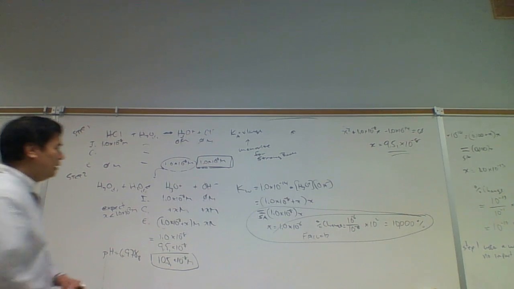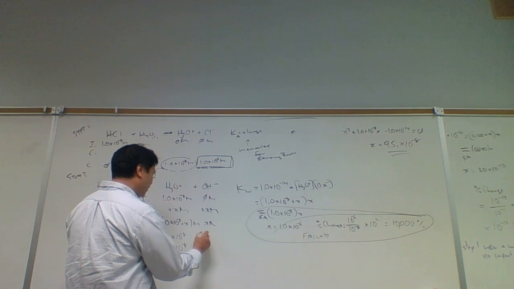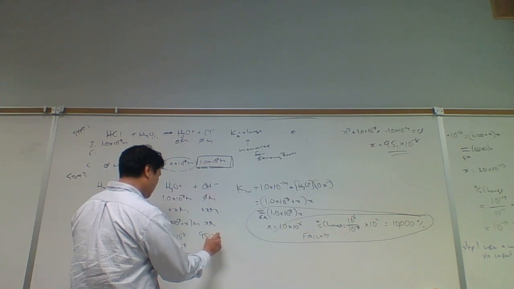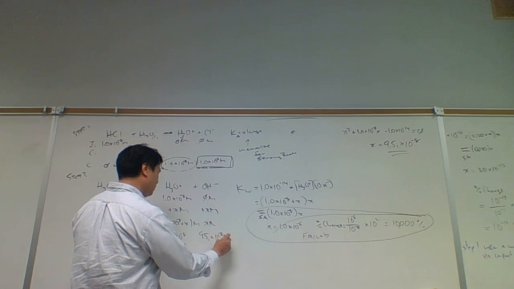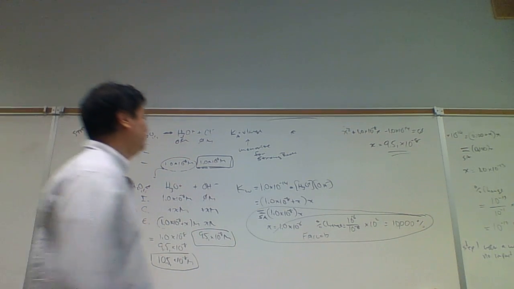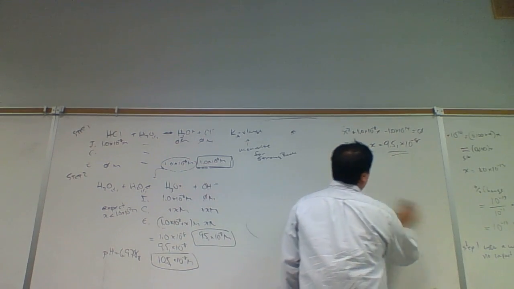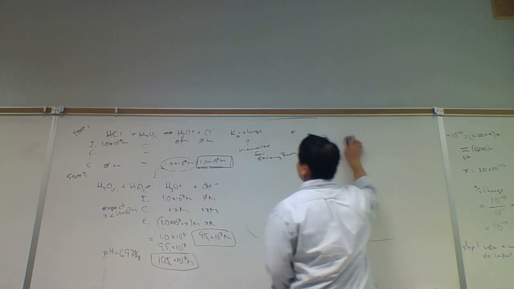But the hydroxide, what is the hydroxide? The hydroxide is 9.51 times 10 to the minus 8 molar. And so this is what we're going to have. If I had a beaker, this is what we call the inventory of this.